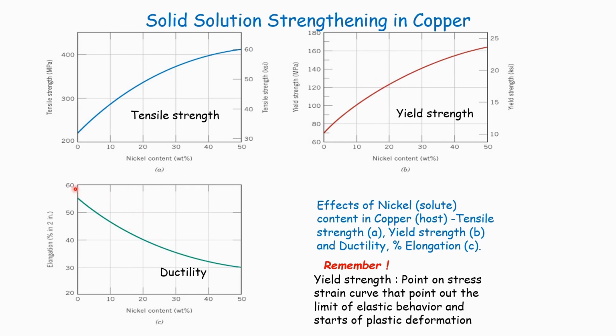And remember that yield strength, we have discussed this term many times previously. Yield strength marks the transition from elastic to plastic deformation in a material.